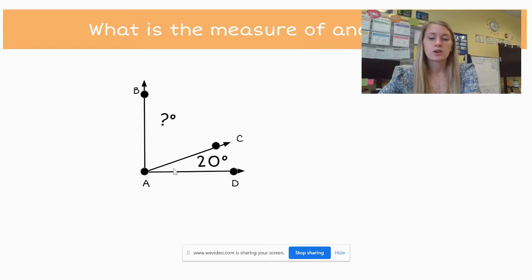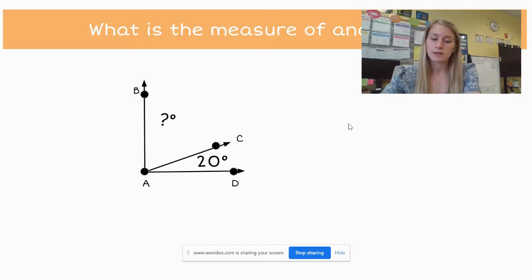Okay, what is the measure of angle BAC? So first, let's identify which angle is BAC. So I'm going to see point B. A is in the middle because it's the vertex, and C. So right here, they're wondering, what is this angle? That's why there's a question mark right there.